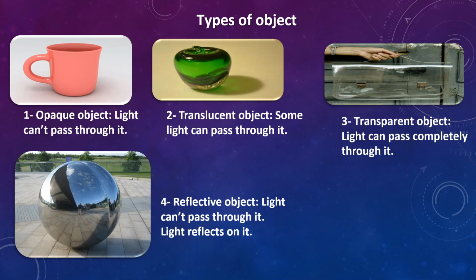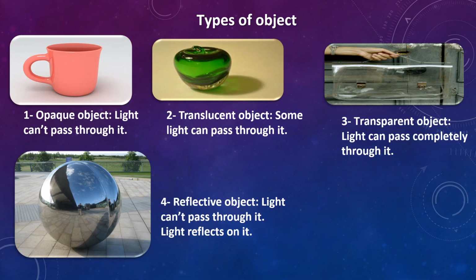So we have opaque objects, and this is when light cannot pass through this object, and of course a shadow forms. We are opaque objects for light because light is blocked by our bodies and shadow is formed. Translucent object.